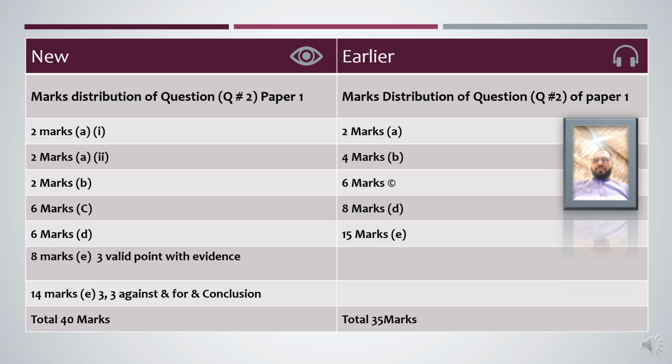Now question F is a 14 marker: 3 arguments for and 3 against, 4 arguments and a conclusion, 40 marks. Earlier, the marks were distributed as question 2A, 2 marks; question 2B, 4 marks; question 2C, 6 marks; question 2D, 8 marks; and question 2E, 15 marks, 35 marks. Now it is 40 marks. So each question is of 40 marks, which means 80 marks for paper 1 and 80 marks for paper 2.